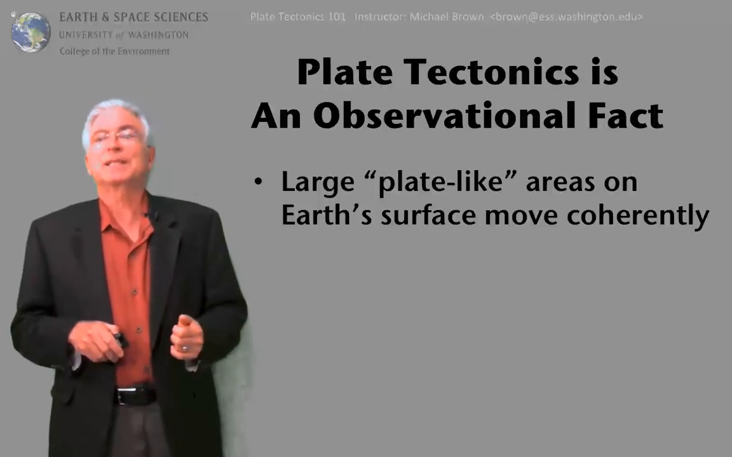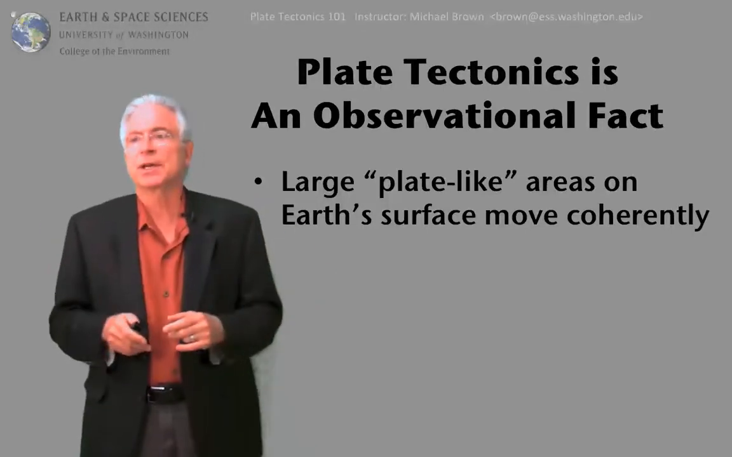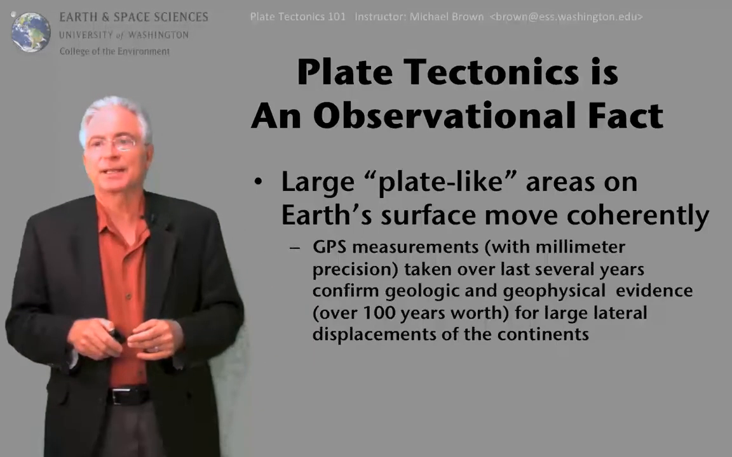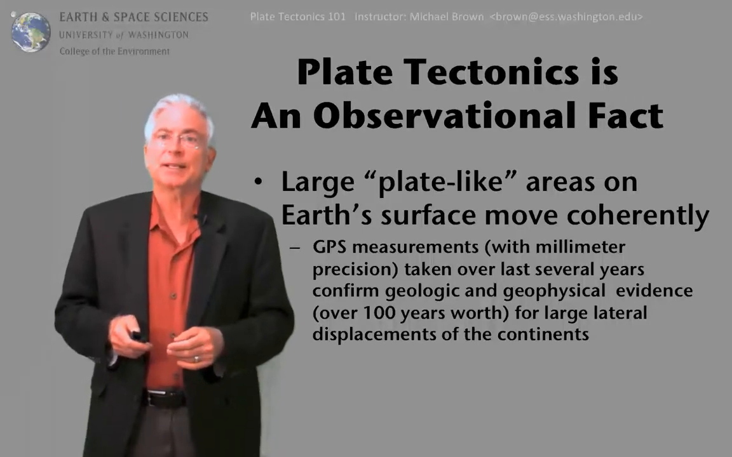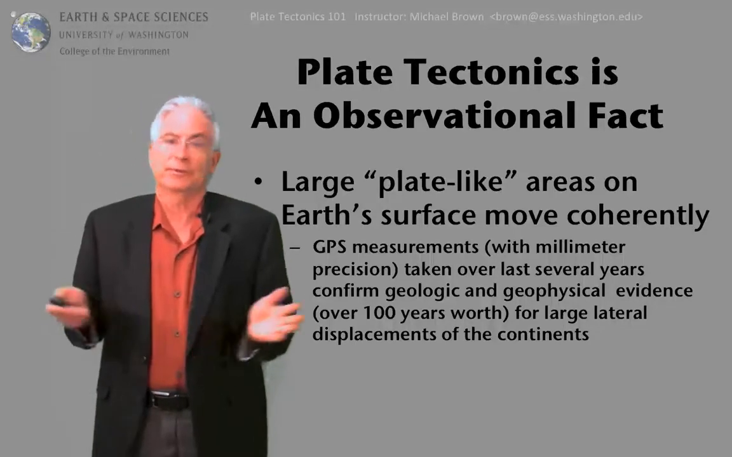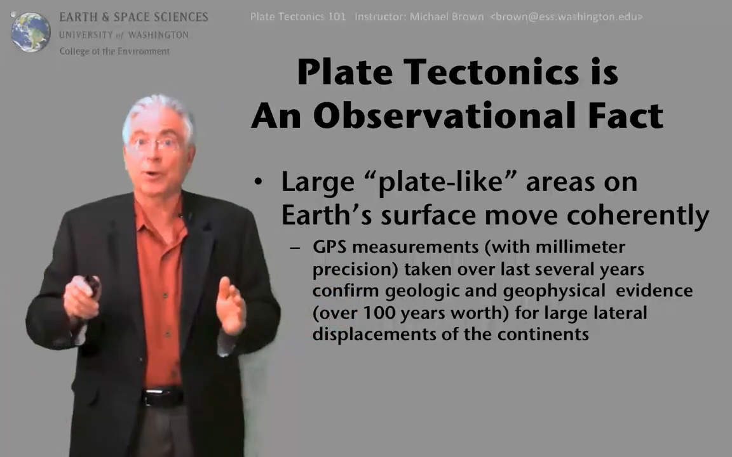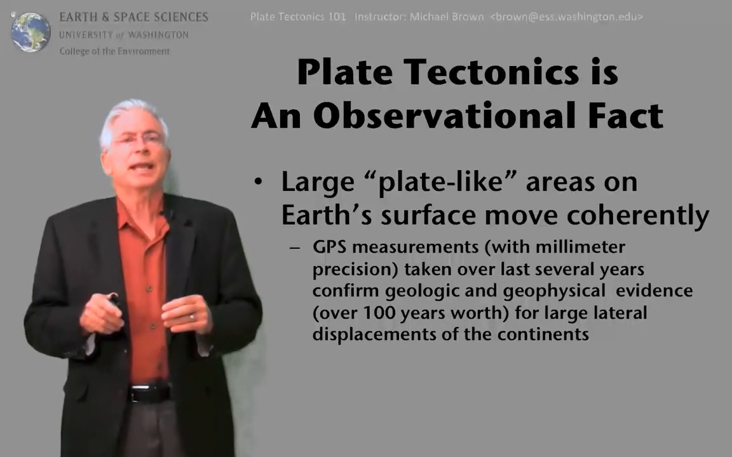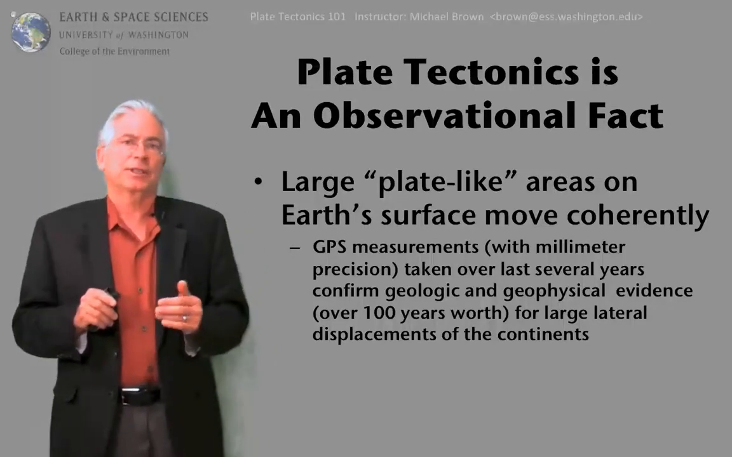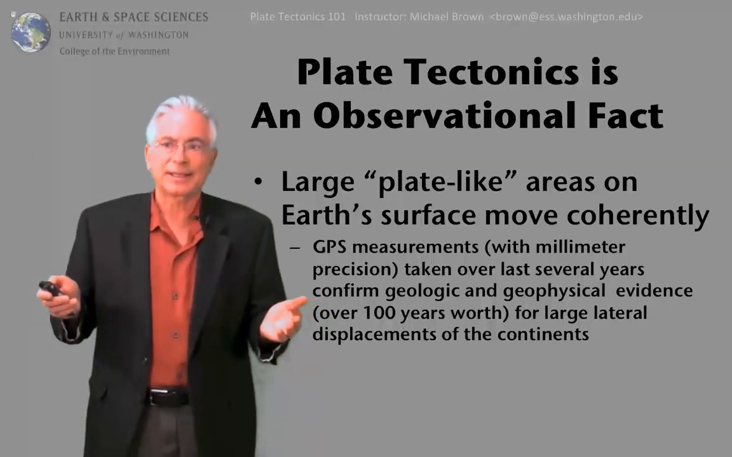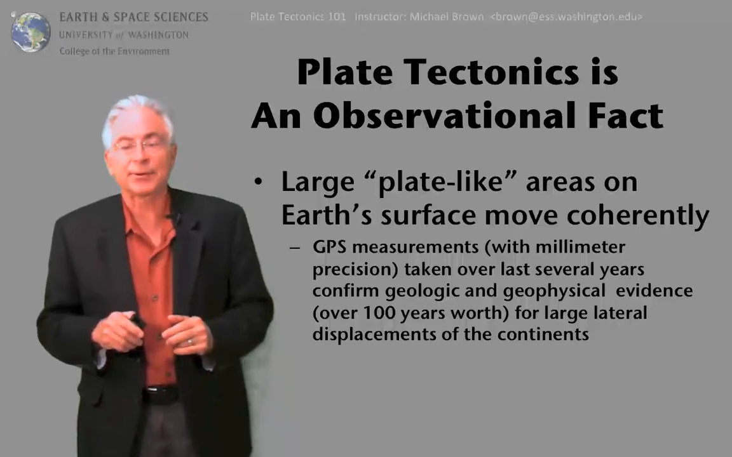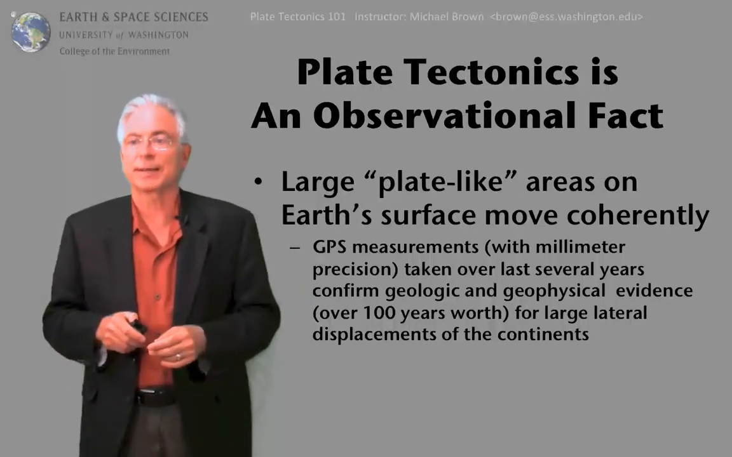First of all, large plate-like areas, big rigid blocks on Earth's surface move coherently. Those are the plates in plate tectonics. We know this because we have GPS measurements with nowadays millimeter accuracy taken over several years. So if you know where you are year by year to millimeters, you can determine that the plates are moving and that these movements confirm geologic and geophysical evidence collected over the last 100 years that continents have moved very large distances laterally over the course of geologic time.